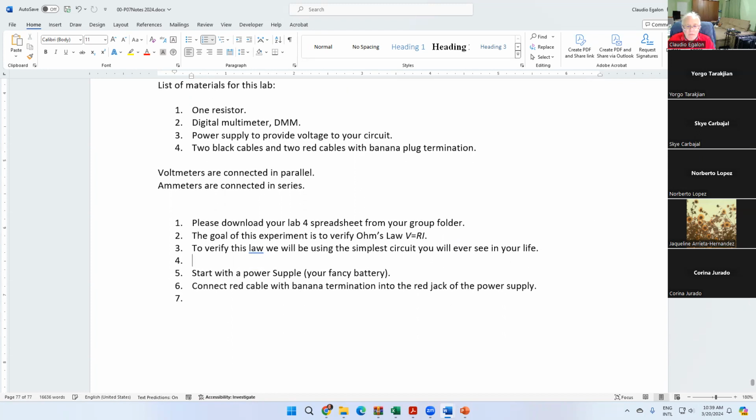Before you start with the power supply, first measure the resistance of the resistor with the DMM. Okay, that's what's missing here.